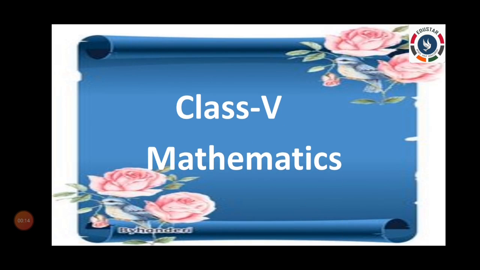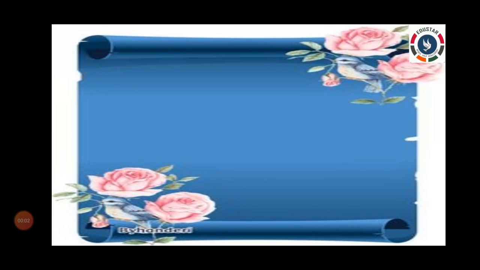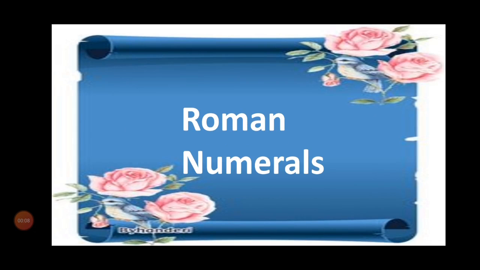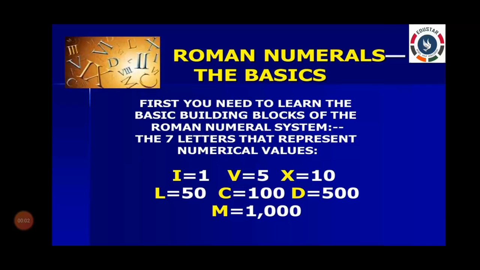Class 5 Mathematics. Today we are going to revise chapter number 2, Roman numerals. Already we have studied a lot about this topic. Actually, the Romans used 7 basic symbols to write numbers. These symbols are used in different combinations to write various numbers. The Roman numeral system does not follow the place value system.